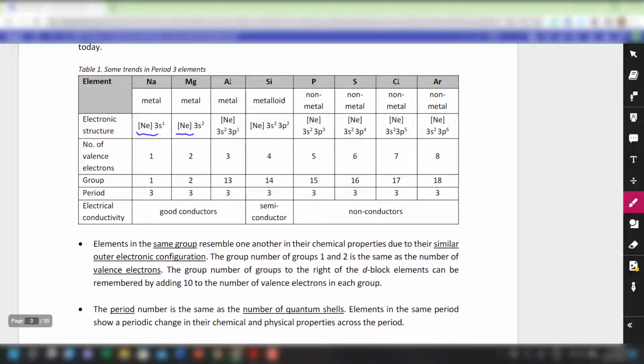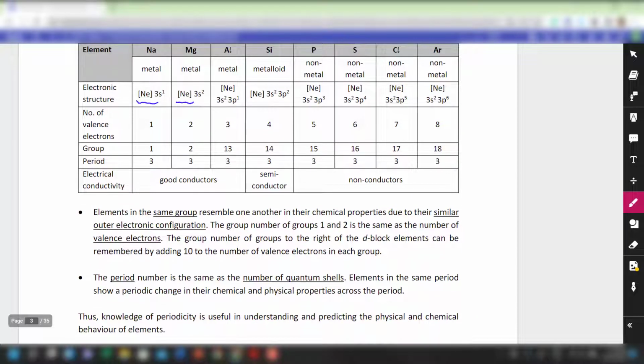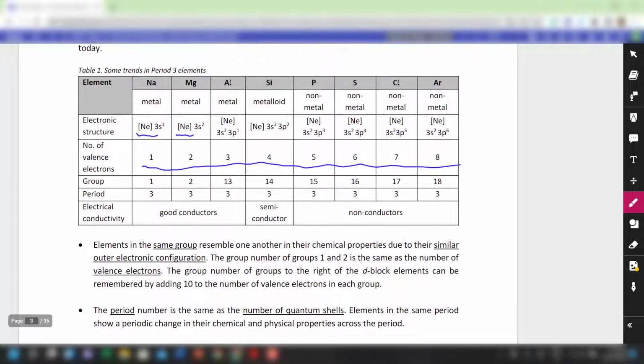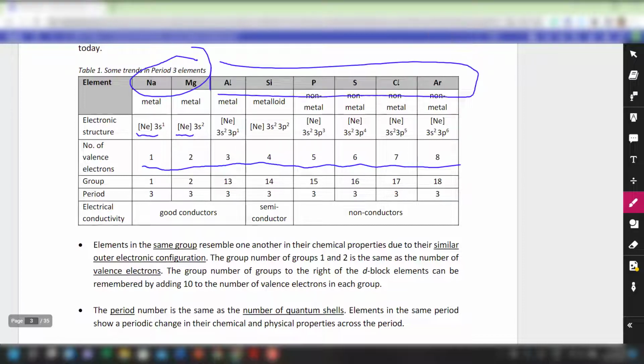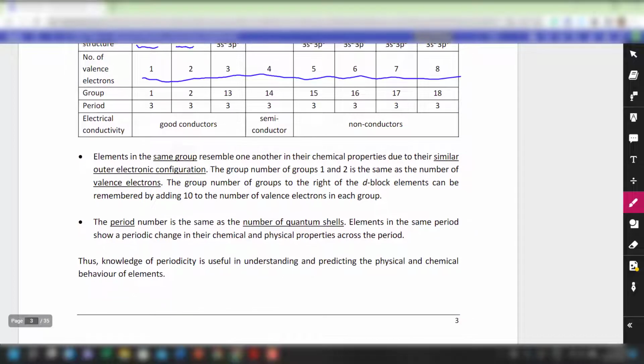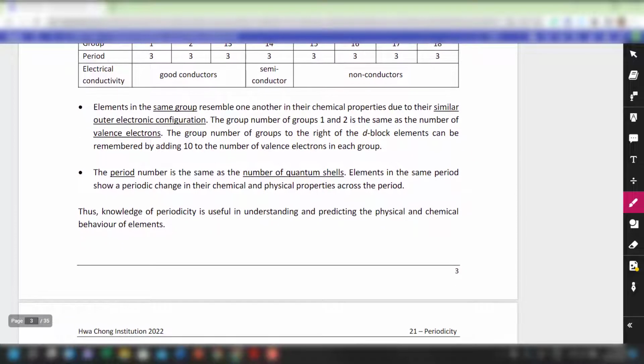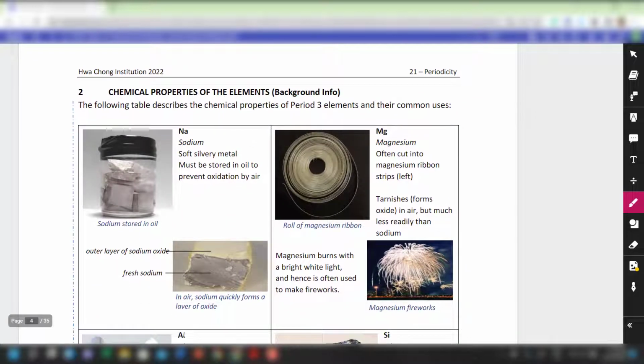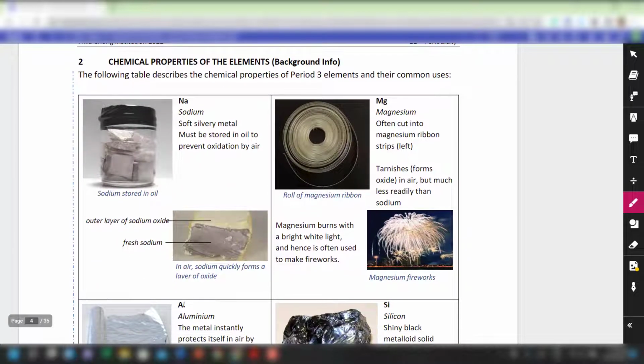Okay, and it is important for you to be able to recognize the number of valence electrons in the outermost shell, and these are main group elements. Okay, so sodium and magnesium, they are under the s block, aluminium all the way to argon under the p block. You need to be familiar with them. They are in the same period, so they have the same number of principal quantum shell, right? Now we'll just take a look a little bit at the background information.